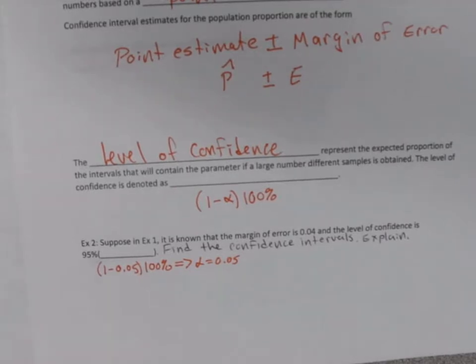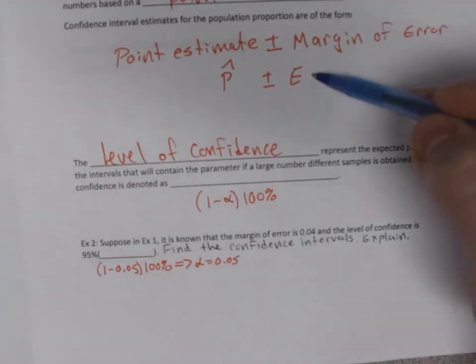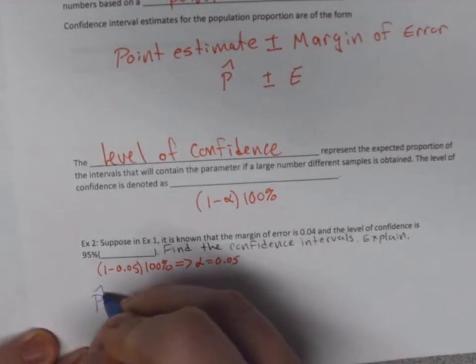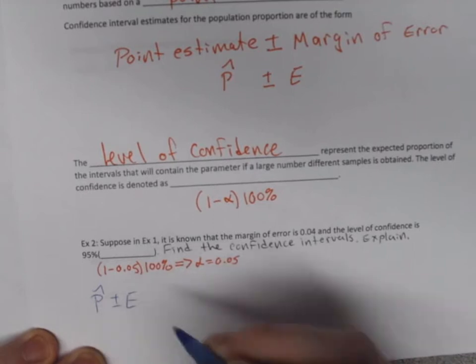All right, so just as a side note there, what we want to do now is calculate the point estimates. So let me get a different color here. And not the point estimates, we want to calculate the confidence interval. All right, so to calculate the confidence interval, we need to do this formula here. We need to say we have p hat plus or minus e.